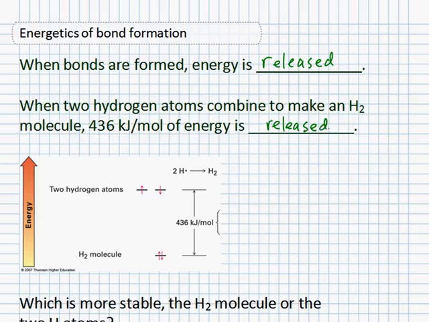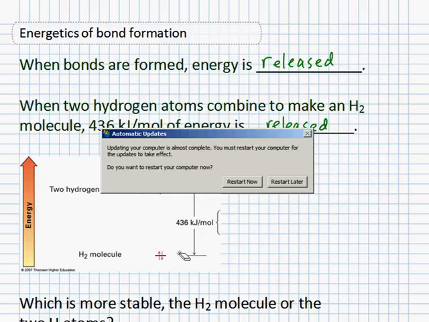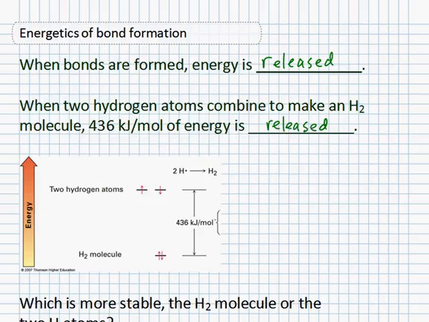because energy is given off. So here's a little diagram here. I have 2 hydrogen atoms. Okay? Those 2 are higher up in energy than the H2 molecule. So that 436 kilojoules is released when the bond forms.